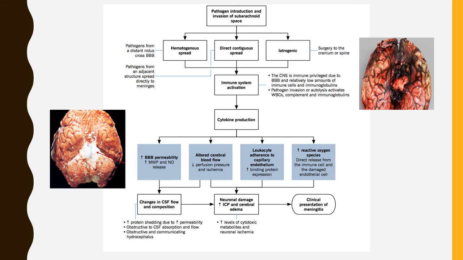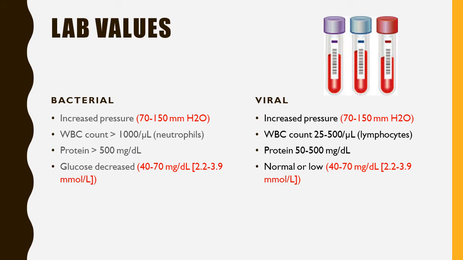The next chart is a little bit more extensive. It shows the pathogenesis of meningitis in a detailed format and how it spreads. Blood culture and sensitivity should be collected to identify an appropriate broad-spectrum antibiotic.